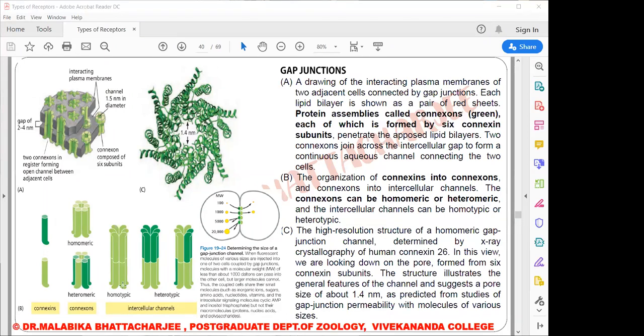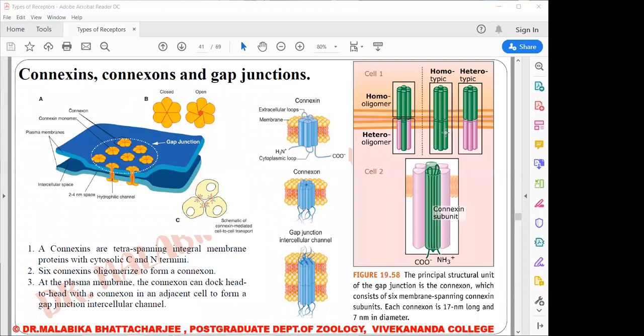So let's see. This is a homotypic or homomeric connexon where all the subunits are of the similar type. This is a heteromeric connexon where the subunits are of different category. This is heterotypic. As you can see in this picture also, homotypic, heterotypic. However, the function of a homotypic connexon usually differs from that of a heterotypic connexon. So most probably the molecules that are transferred through the homotypic connexon differ quite from that of the heterotypic connexon.